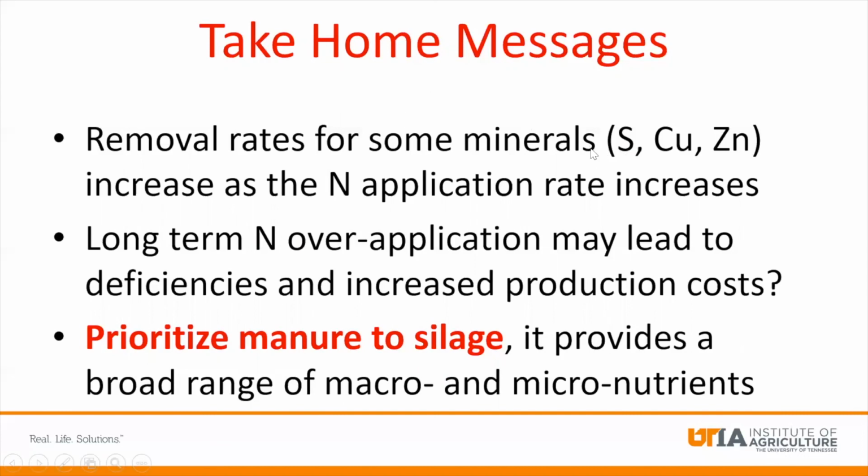If we look at the minerals where we see the more pronounced increases in concentration as the nitrogen application rates increase, those are sulfur, copper, and zinc. Again, prioritize manure or other organic fertilizers to corn silage because it provides a broad range of macro and micronutrients, not just potassium and phosphorus, sulfur, copper, and zinc, but also elements like boron and manganese.